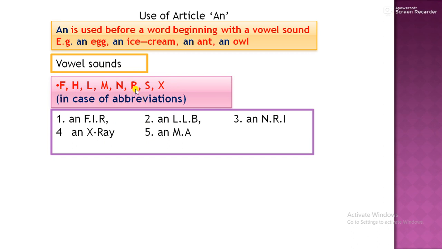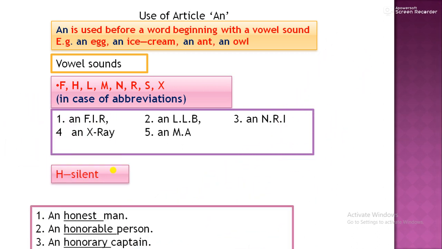These are very few alphabets. Easily we can learn them. I have made a trick. During class I will explain it. So NFIR, NLLP, NNRI, NRI, non-resident of India. X-ray, MA or MLA. From SP, my uncle is an SP, not SP, means it will give the sound of SP, A sound. So okay, now next, where H is silent.